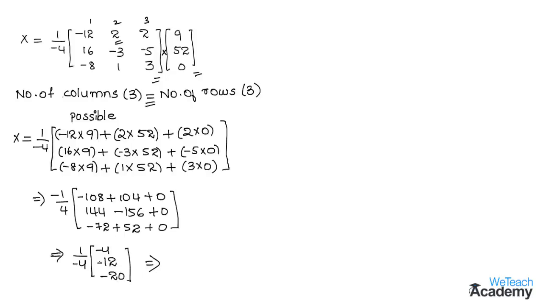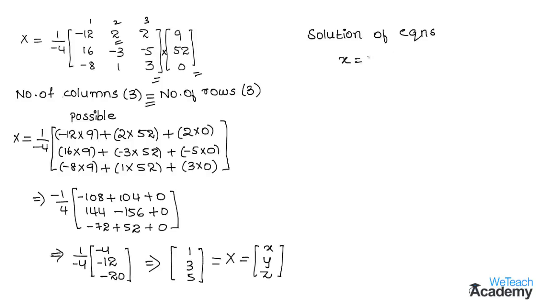And then by multiplying the determinant value we get -4 divided by -4, that is 1. And in the second row we get -12 divided by -4, we get the element 3, and at last we get 5. And these values are equal to the variable matrix X, which is equal to its elements X, Y and Z. And by equating the corresponding elements we get the solutions of the system of equations, which are X equal to 1, Y equal to 3 and Z is equal to 5.